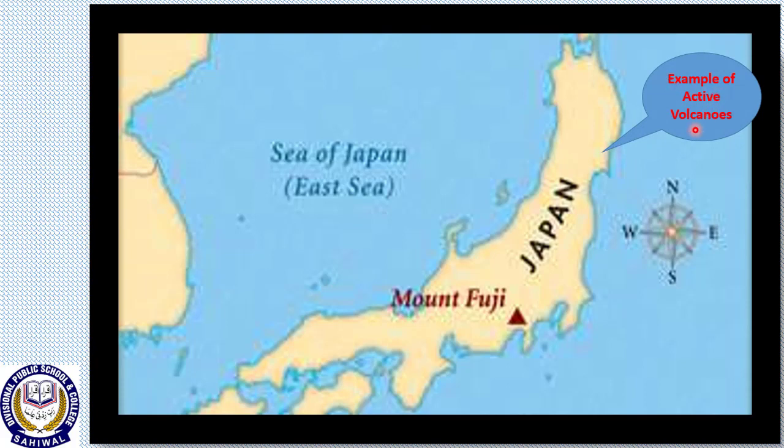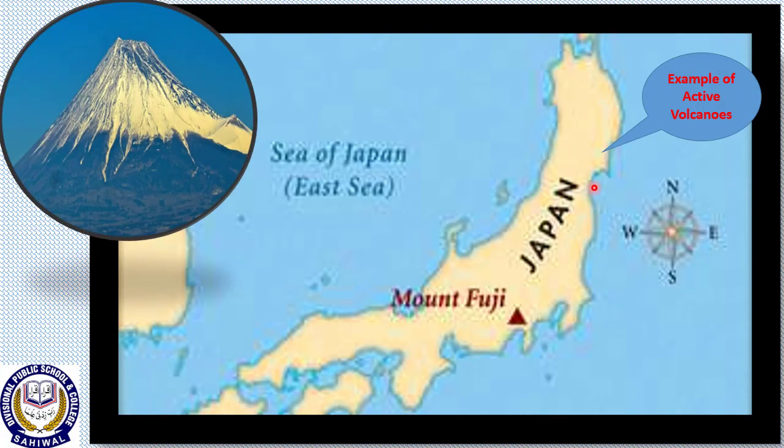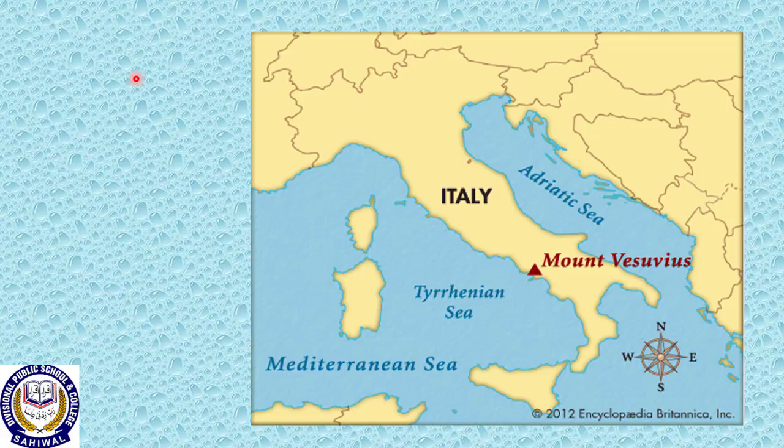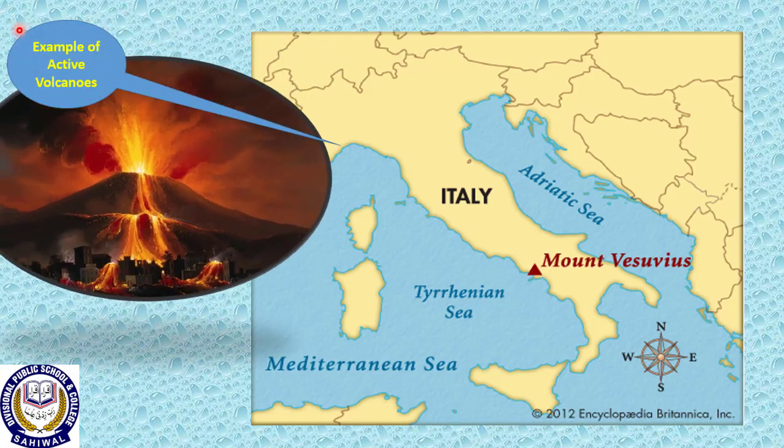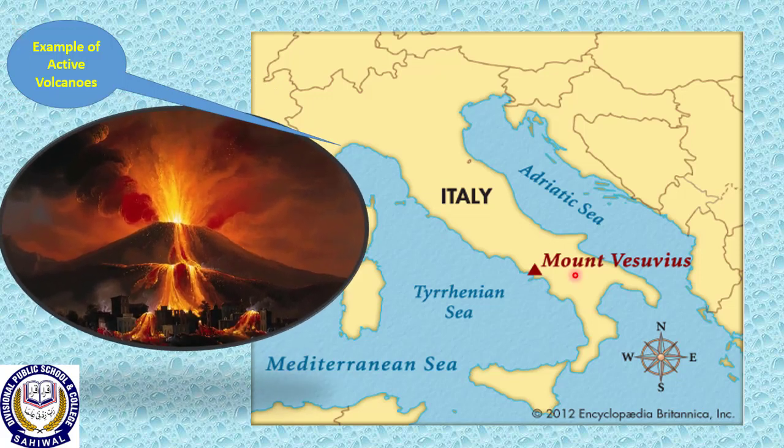An example of an active volcano is Mount Fuji. It is located in Japan. This is an example of an active volcano. It keeps on erupting lava. Another example we are going to discuss of an active volcano, Mount Vesuvius.